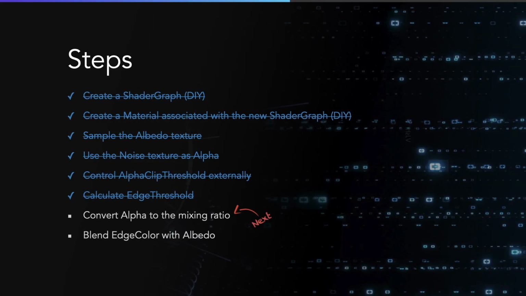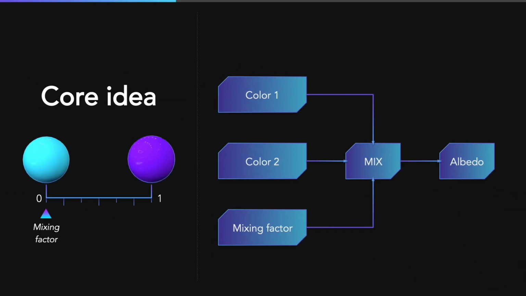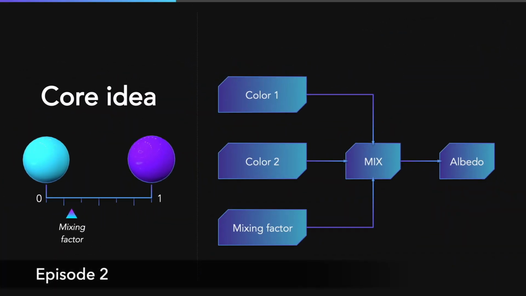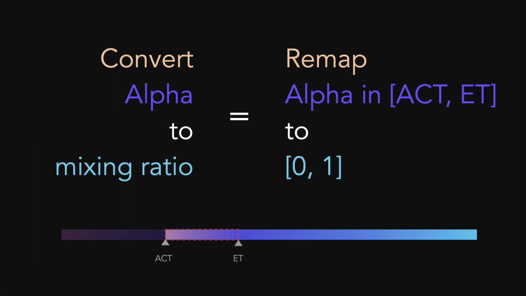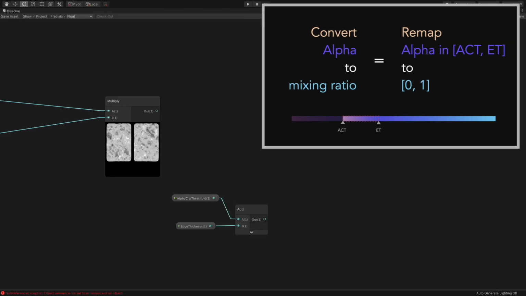Now we have the two thresholds, let's use them to design the mixing ratio between the edge color and the albedo texture. This mixing ratio ranges from 0 to 1 as we knew from the second video of this series, so we need to remap these thresholds to the range of 0 to 1. By looking at this diagram, we can easily figure out this step can be done by converting alpha in the range of alpha clip threshold and edge threshold to the mixing ratio in the range of 0 to 1.